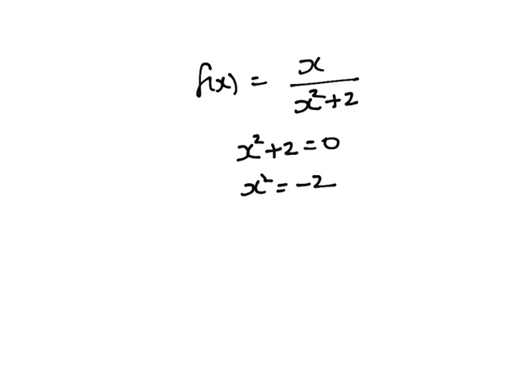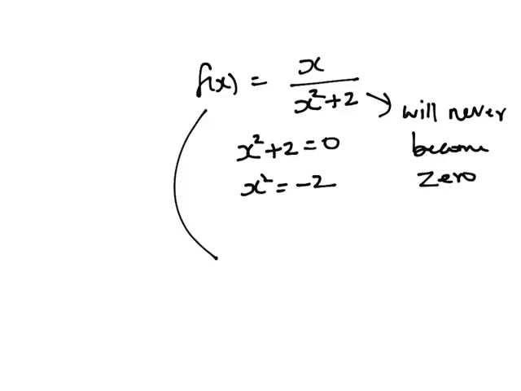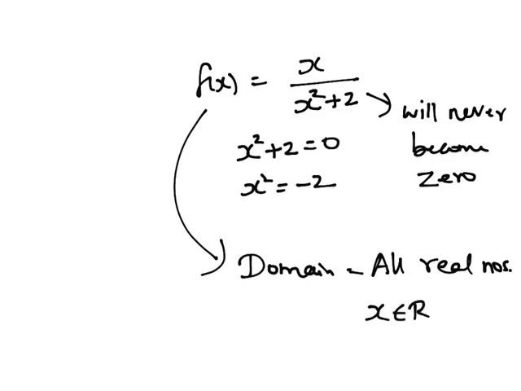So what does it mean? It means that this denominator will never become 0. Whatever you substitute for x, the denominator will never ever become 0. So what it means is, for this function the domain is all real numbers. So that means x belongs to R. So for this function the domain is all real numbers.